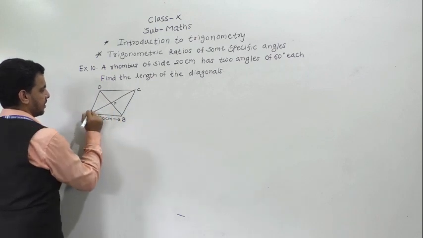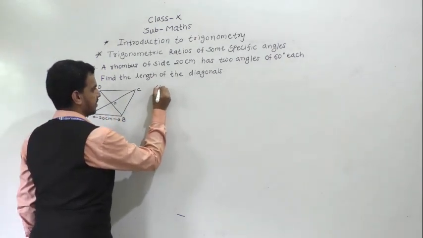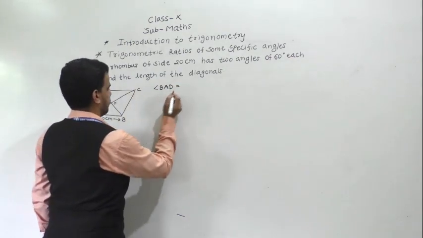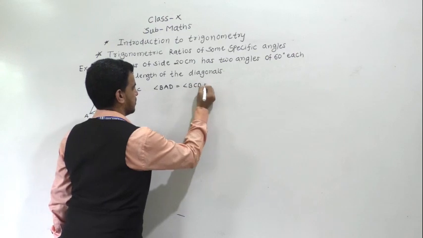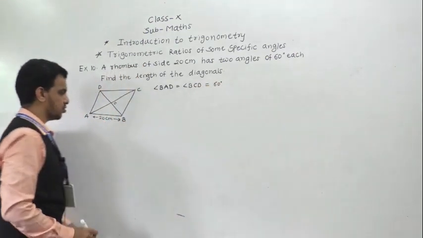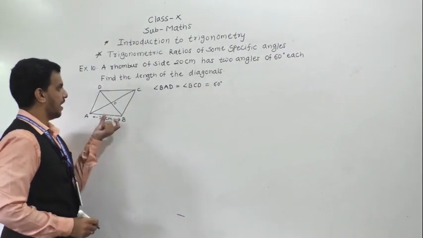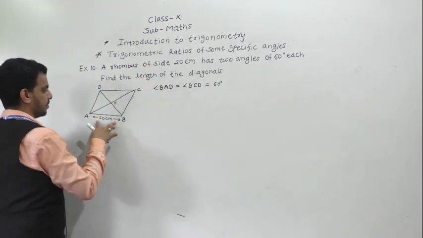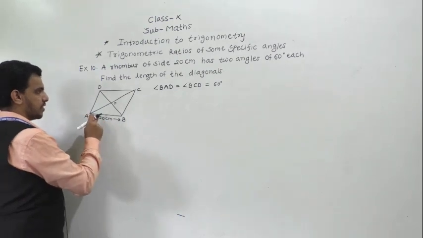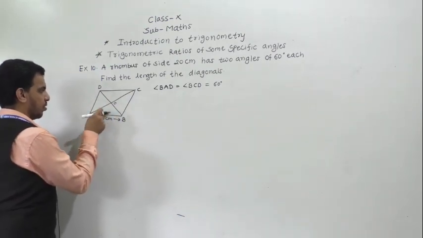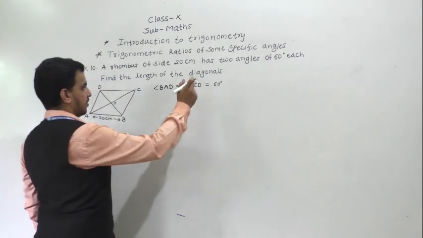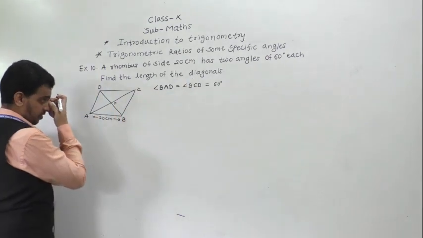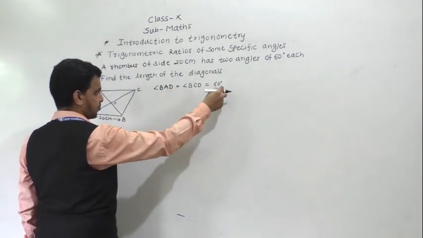If I am taking this angle A, that is angle BAD is equal to angle BCD is equal to 60 degrees. So these two angles are given as 60 degrees, and the side is 20 centimeters. We know that in a rhombus all sides are equal, so all sides are 20 centimeters. We have to find the length of the diagonals AC and BD. Now here angle BAD and BCD are equal to 60 degrees.